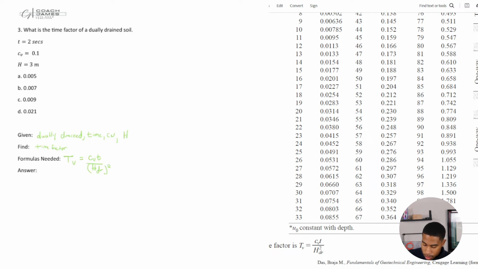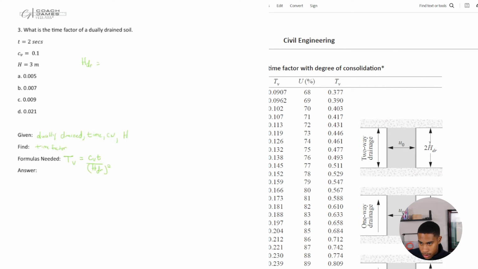HDR in this case, since it's dually drained, is going to be 2 times H, right? And so your HDR in this case is going to equal 2 times 3. Okay, so HDR, the distance that it can drain, is going to be 6 meters. We know CV, we know T, and we know our HDR now. So now we can solve for this.